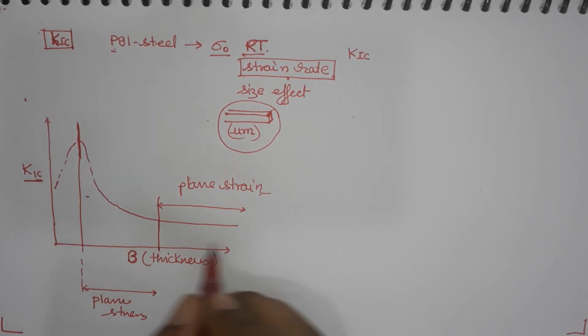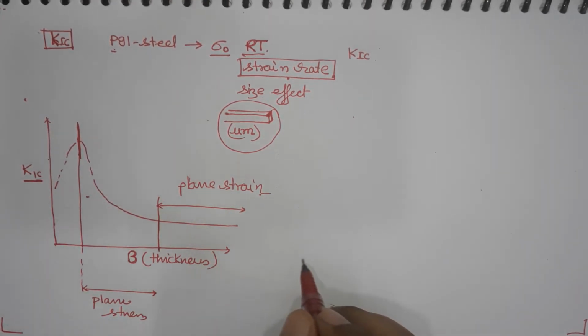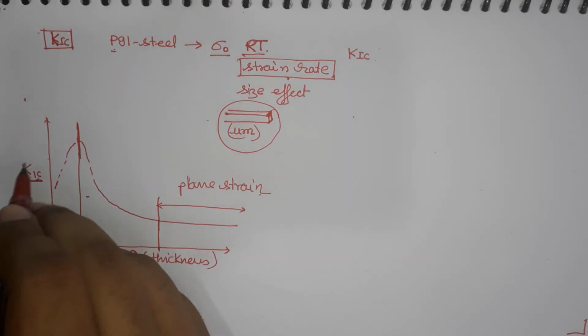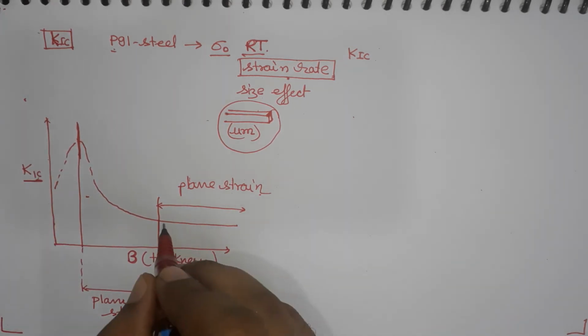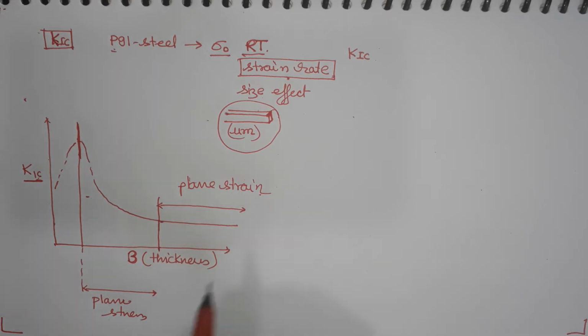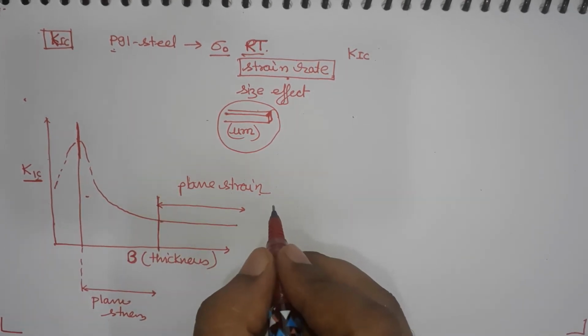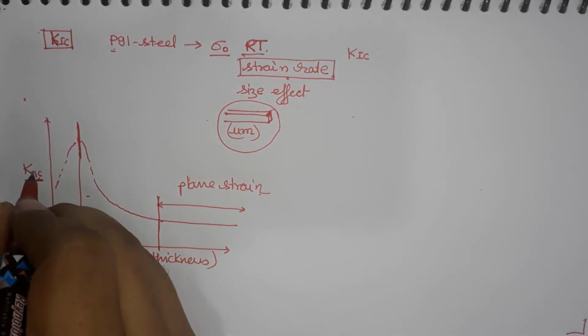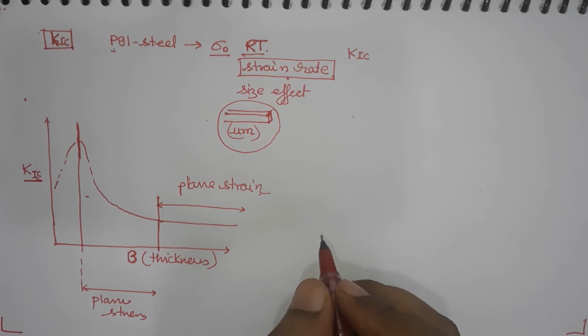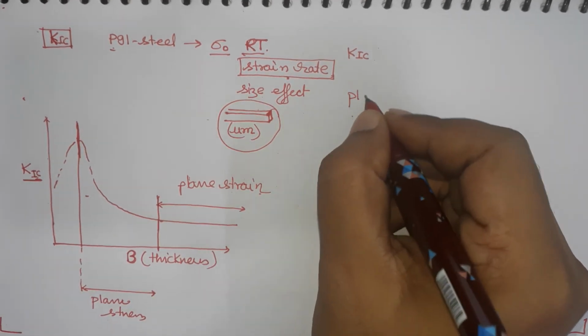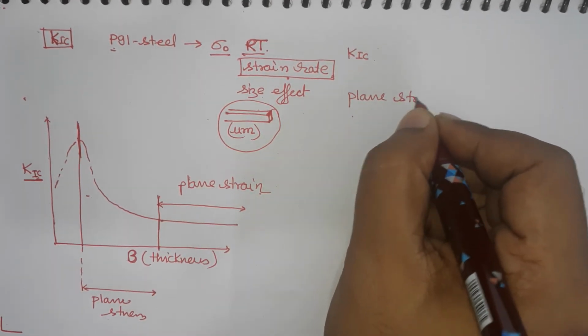So, once you are in the plane strain region, you can keep on increasing the thickness, there will be no effect on this value. So, it becomes a material property in plane strain condition only, and therefore, it is important to assure that the specimen is in plane strain condition when you are trying to measure this property, which is fracture toughness, and this is called plane strain fracture toughness.